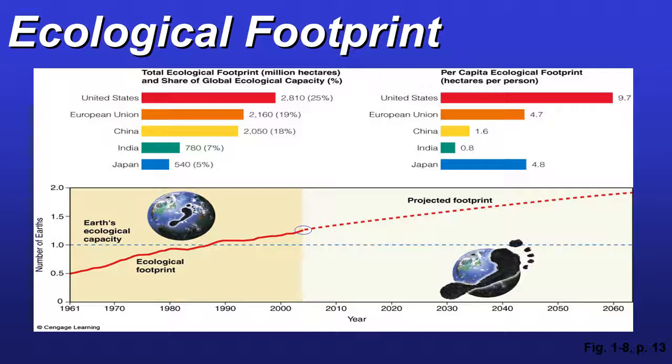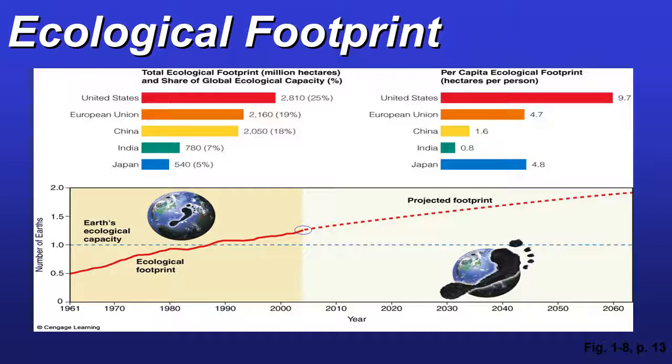One of the interesting data points to look at is for Japan. Japan has a small population. It's an island country, and it has an eco footprint of 540 hectares, or 5%. However, interestingly enough, because of its population and its high resource use and demand on the environment, it's about 4.8 hectares per person.